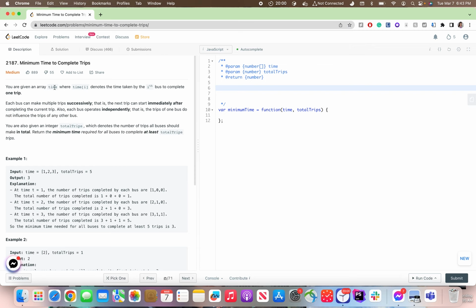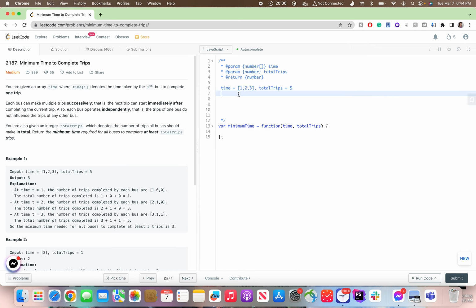So we'll be given an array time where time[i] denotes the time taken by the ith bus to complete one trip. It means that the first bus takes 1 second to complete one trip, the second bus takes 2 seconds, and the third bus needs 3 seconds to complete one trip. Each bus can make trips successively. It means that the next trip can start immediately after completing the current trip. Okay, got it.